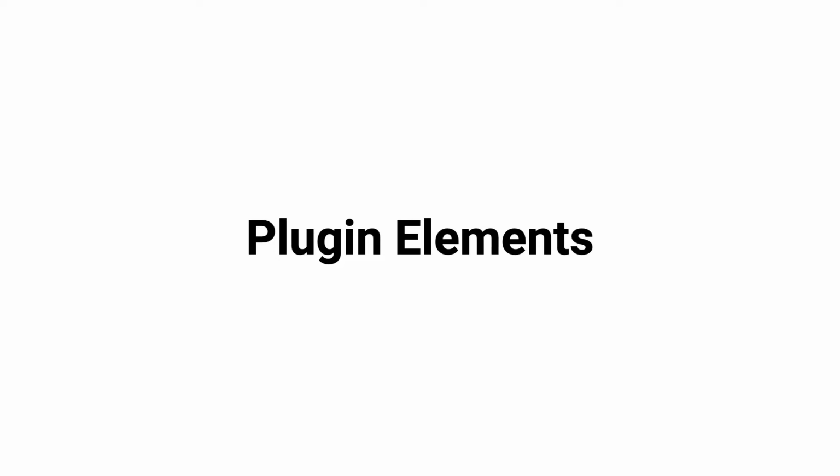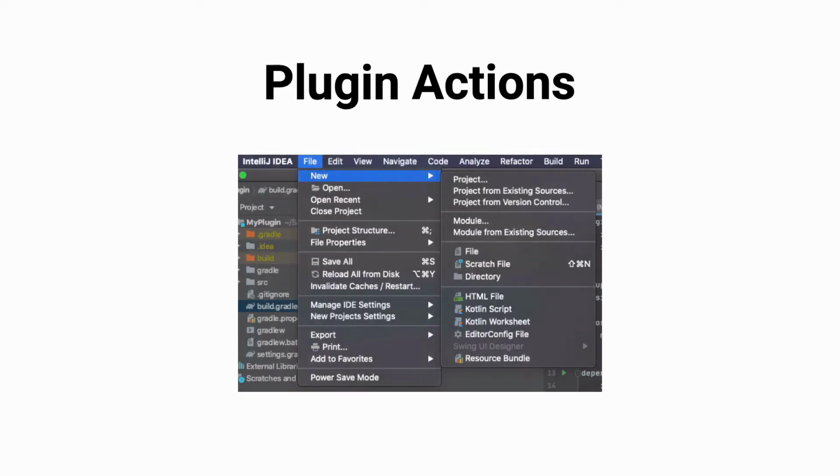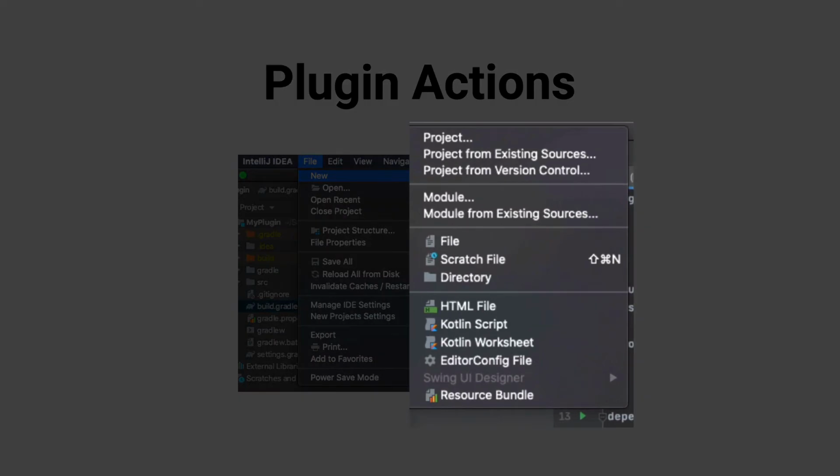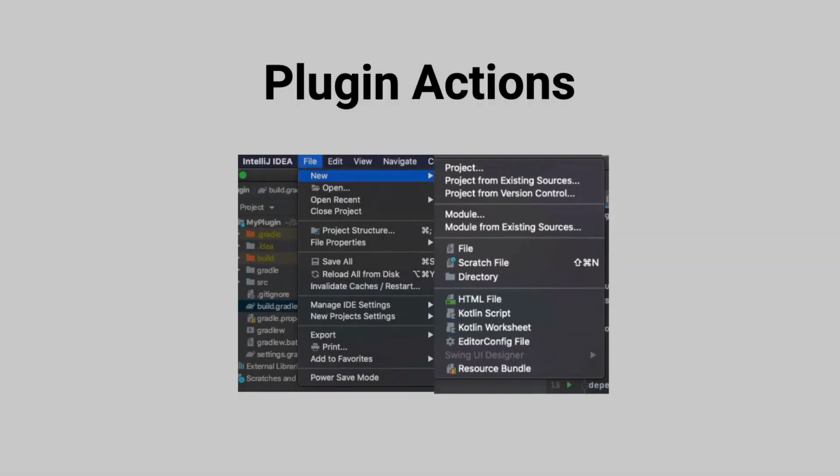In this lesson, we're going to learn more about the plugin system structure and some of the elements that we will use to build our plugin. First, we have plugin actions. Actions are the typical way for a user to invoke the functionality of your plugin, and they're usually organized in toolbars or menus. Here, we can see the new menu selected, which opens a pop-up menu with a lot of different actions, like project, project from existing sources, and so on.